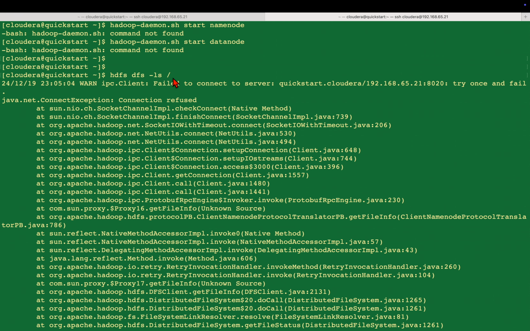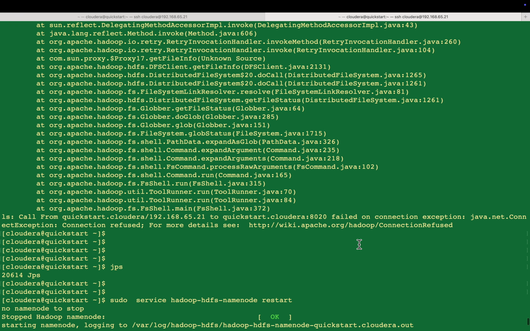hdfs dfs -ls, and here I got this error. Okay, you might be getting this type of error, and like this, it was not executing. So there is some issue in this QuickStart.